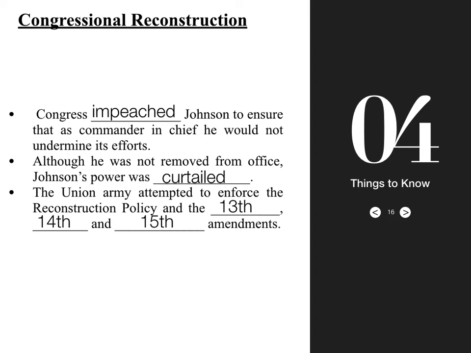Congress impeached Johnson to ensure that as commander-in-chief, he would not undermine its efforts. Although he was not removed from office, Johnson's power was curtailed, or shortened, or he was limited in what he could do. The Union Army attempted to enforce the Reconstruction policy and the 13th, 14th, and 15th Amendments. We will be looking those up.